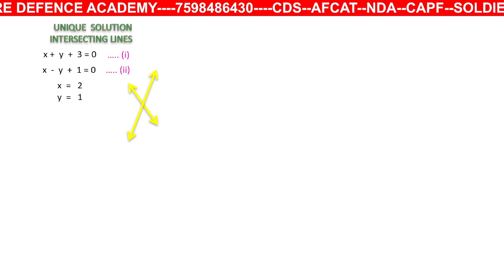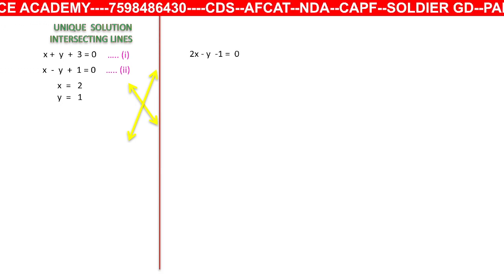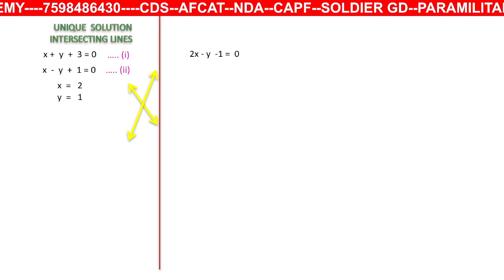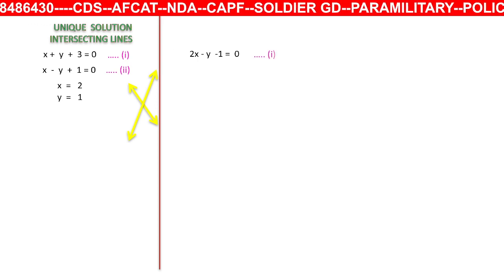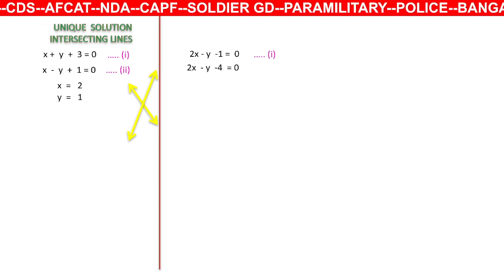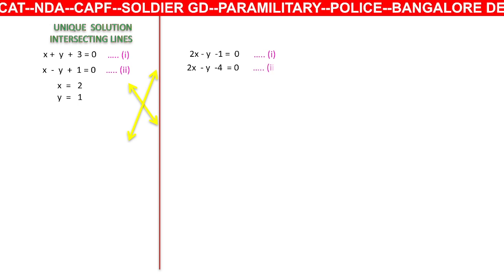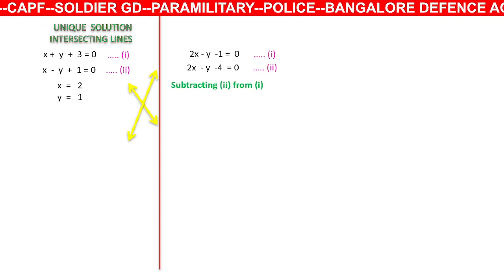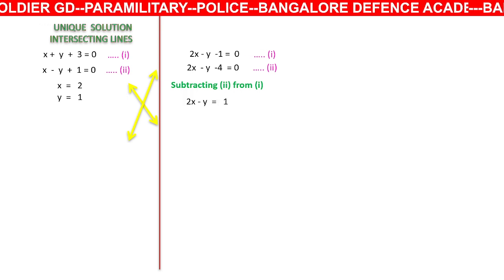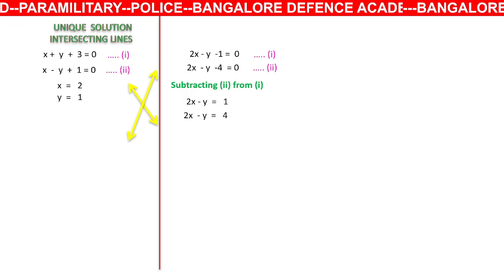So remember this point. Next, imagine I take another equation, 2x minus y minus 1 is equal to 0. This is the first equation. The second is 2x minus y minus 4 is equal to 0. This is the second equation. Now if I subtract the second from the first, I get 2x minus y is equal to 1.